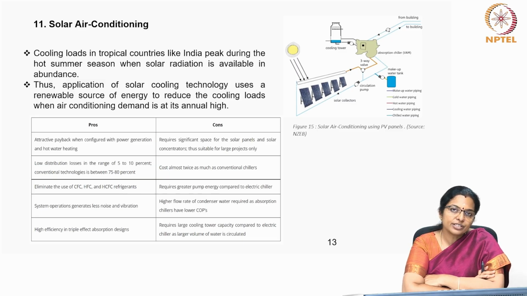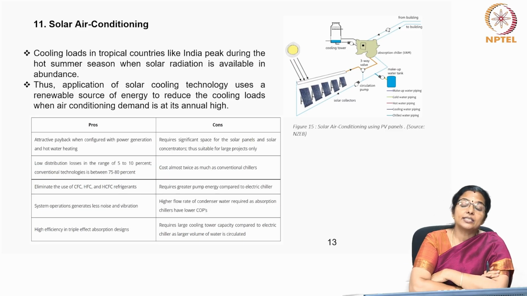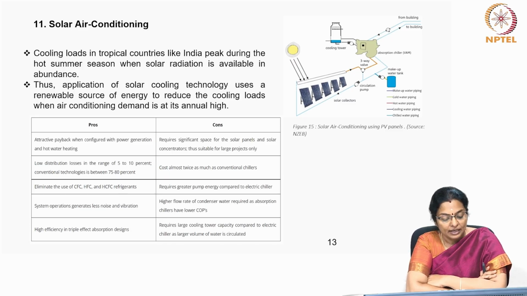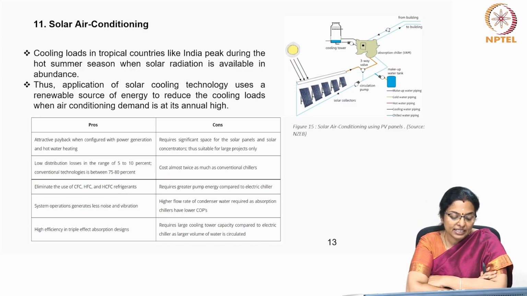It has low distribution losses and ranges only between 5 to 10%, whereas in conventional technology, it is between 75 to 80% sometimes. It eliminates the use of greenhouse gases like CFC, HFC and HCFC refrigerants. System operation generates less noise and no vibrations. It has high efficiency in triple effect absorption designs. But it has its own limitations.